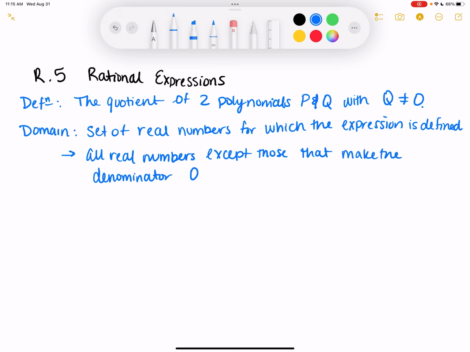So to find the things that make the denominator 0, we use the zero factor property, which says that AB equals 0 if and only if, so IFF is if and only if, A equals 0 or B equals 0.